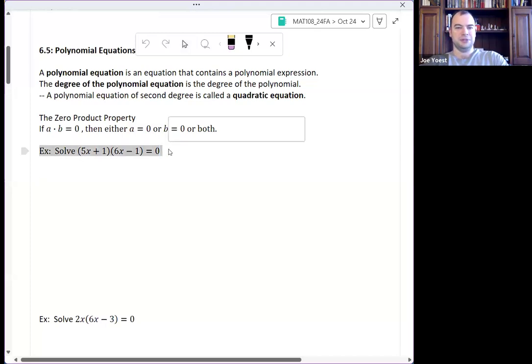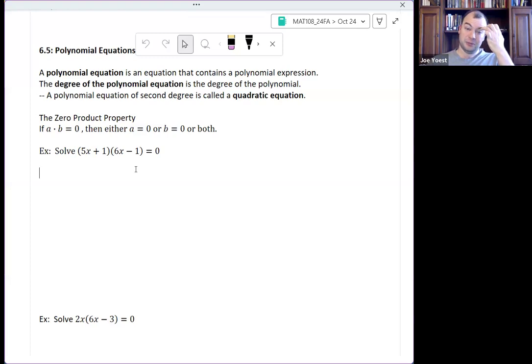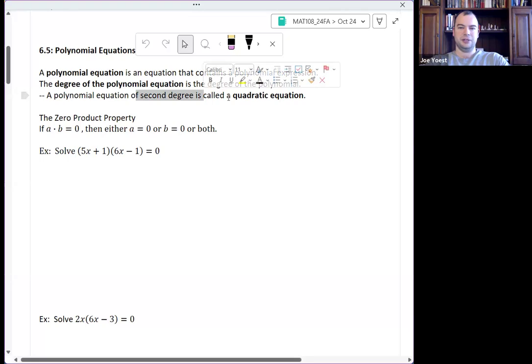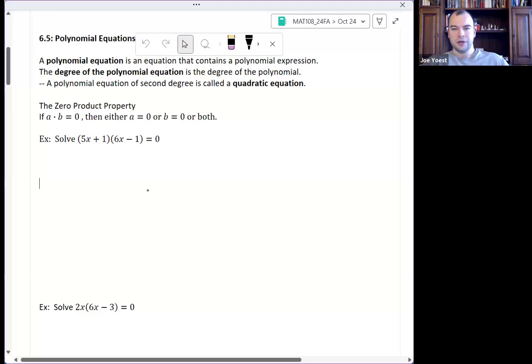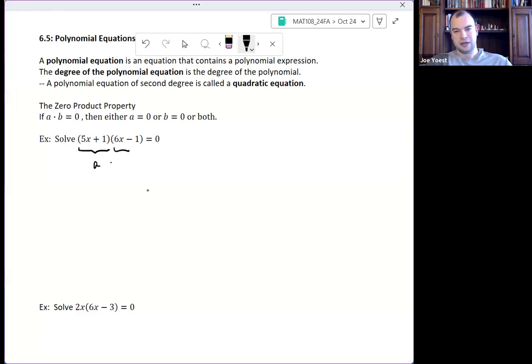So let's take a look at some examples. If we want to solve this, well, this would be a quadratic equation. If we multiplied this out and combined all of our like terms, we would have 30x squared plus something times x plus some constant. So the highest power that we see is 2. This would be a second degree polynomial, a quadratic equation. But we also recognize that we have something, maybe we'll call it A, times something else, let's call this B, equals 0. Well, the product of these two things is 0.